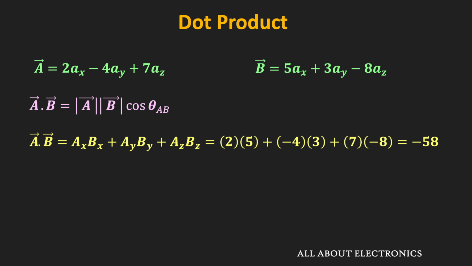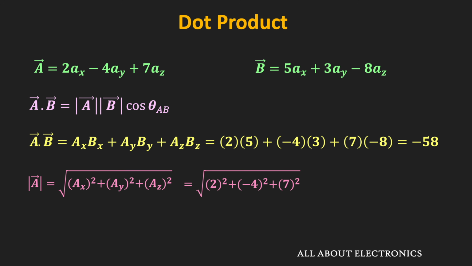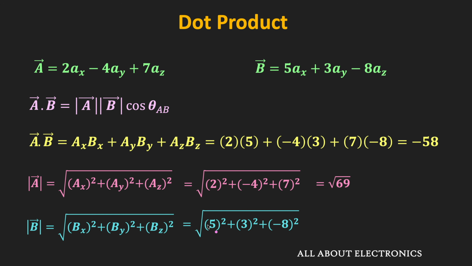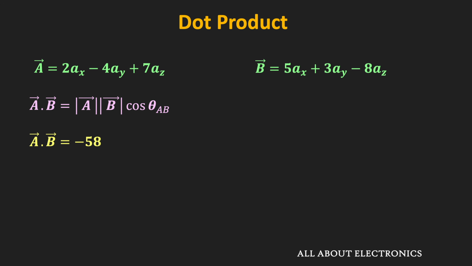Similarly, let us also find the magnitude of the vector A. That is equal to the square root of ax square plus ay square plus az square. Here it will come out as the square root of 2 square plus minus 4 whole square plus 7 whole square, and that is equal to square root of 69. Similarly, the magnitude of the vector B can be given as the square root of 5 whole square plus 3 whole square plus minus 8 whole square, and that is equal to square root of 98. In this way, we got the value of A dot B, the magnitude of A, and the magnitude of the vector B.